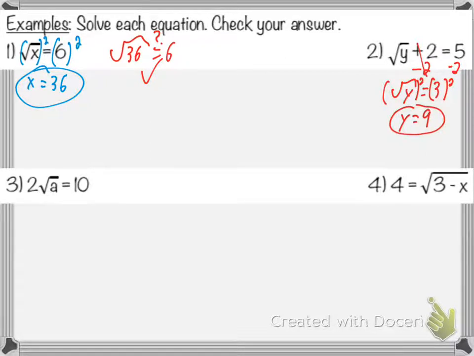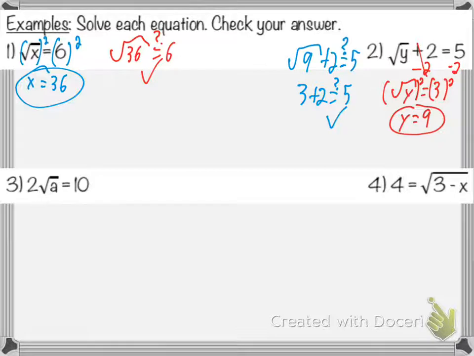Like I said, we want to go through and check our work. So I plug 9 back into my original equation. So square root of 9 instead of y, plus 2 equals 5. I'm going to ask that as a question. The square root of 9 is 3. Does 3 plus 2 equal 5? Yeah, last time I checked.